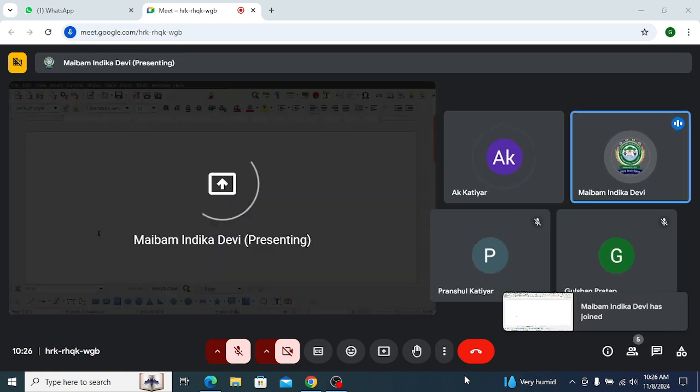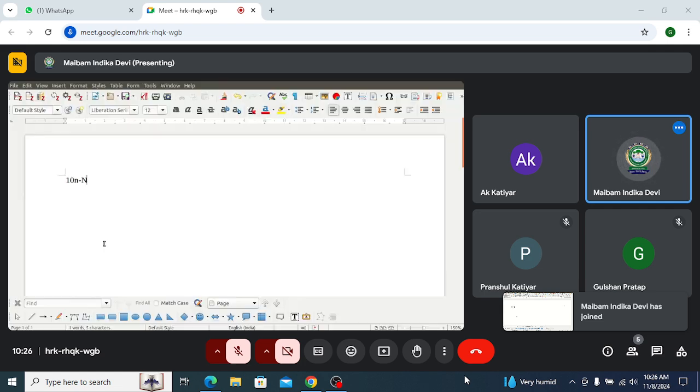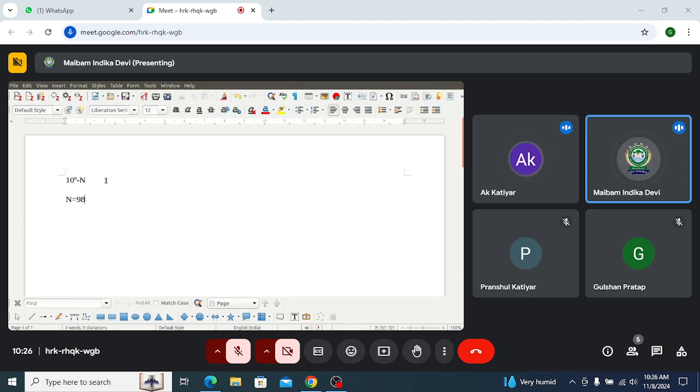See here, the formula is 10 to the power n minus N. So here, if N equals 9856, let's say, then the tens complement of this N, that is 9856, will be given by what? How many digits are there? 4. So 4 zeros will be there minus 9856. So this will give the tens complement of this number N. Clear?